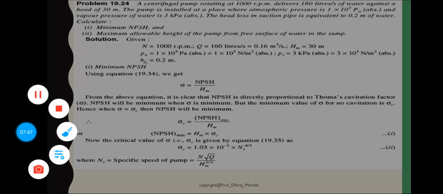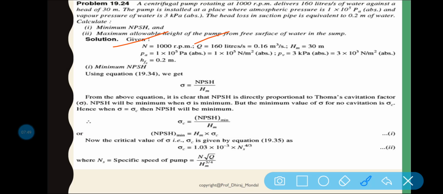Now see, N is given, Q is given, you have to convert it in terms of meter cube per second, HM given, PA given, PV given, vapor pressure, HFS given. So what is the relation between the NPSH and the rest of the parameters? So sigma is equal to NPSH by HM.